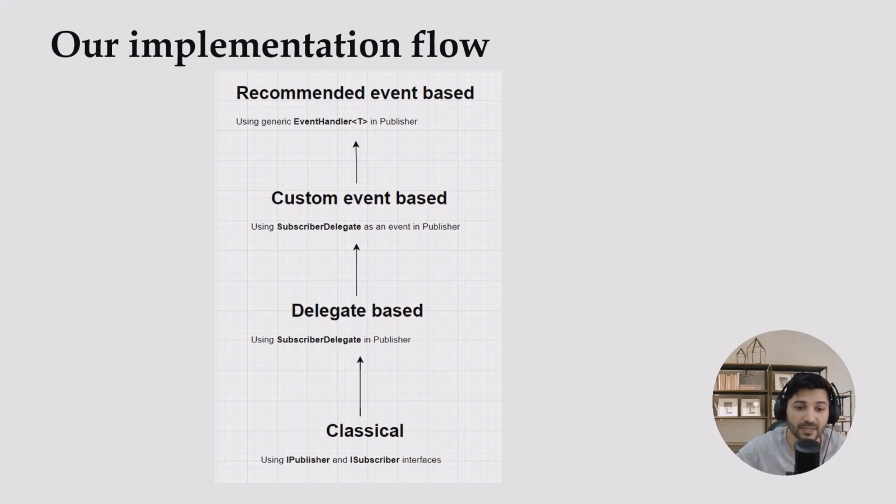The classical implementation contains IPublisher, ISubscriber, and strongly typed interface implementations, and then we have a delegate-based modification of these implementations. So you will have a delegate-based notification mechanism. Then we'll modify this delegate-based implementation to a custom event-based one. We'll use our subscriber delegate as an event element for the publisher, and then we'll apply Microsoft's best recommendations related to events, and we'll use the generic EventHandler class for our publisher. That's what we are going to learn.